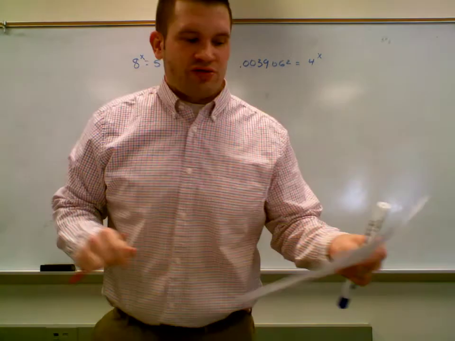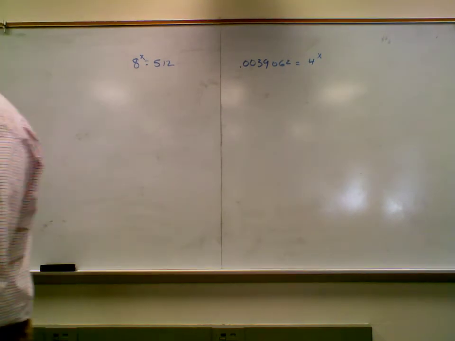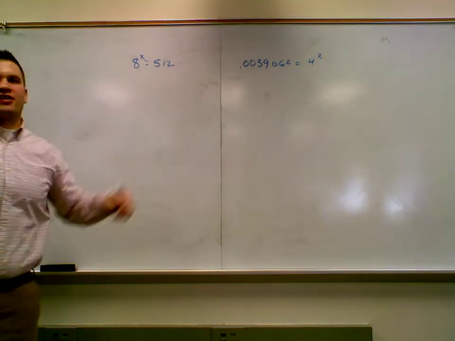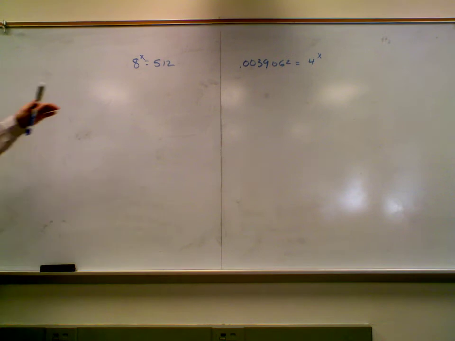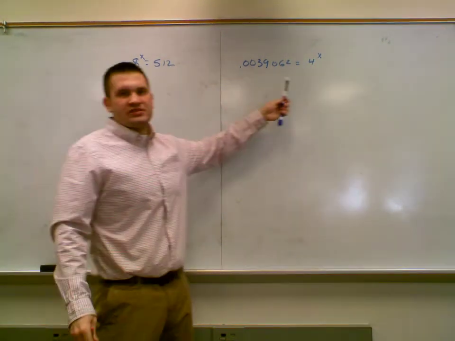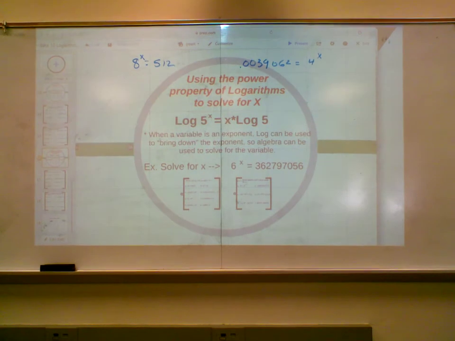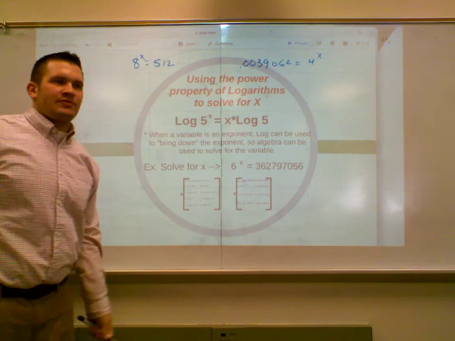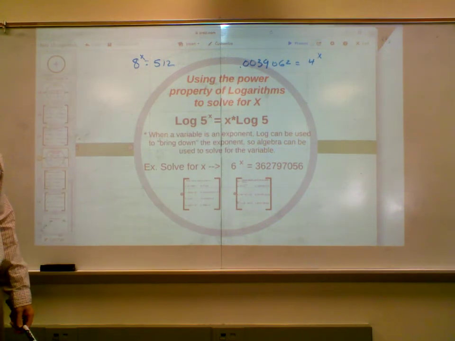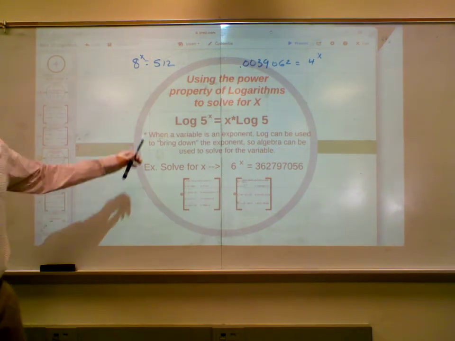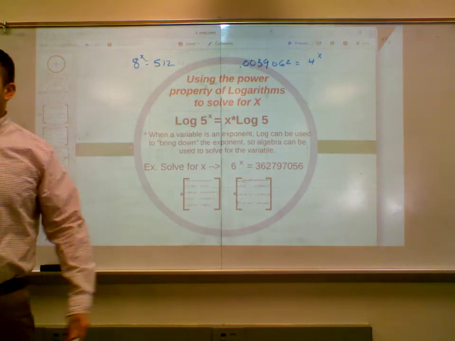But, second question. Why can't we just use the definition of log? We already said that, right, Gabby? Because these are not base 10, are they? No. This one's base 8, this one's base 4, so we can't use the definition of log. So we use something called the power property of logs. The power property of log says the log of 5 to the x equals x times the log of 5. That's the power property of logs.